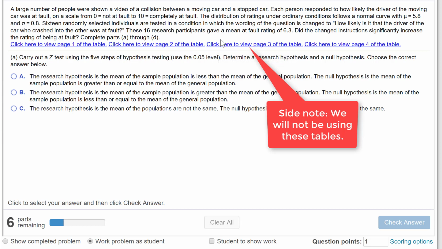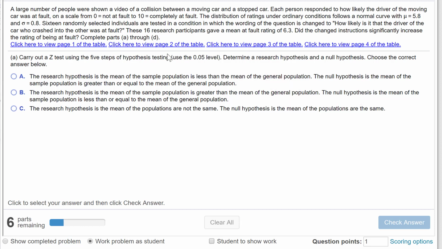less than or equal to whatever we have here, because our research hypothesis, maybe the research hypothesis in this case is easier. We're wanting to know, did the changed instructions significantly increase the rating of being at fault? So I'm going to change what I said earlier, that it's probably easier to go ahead and do the research hypothesis. Okay, so the research hypothesis, B is the only one that has it where it increases, and the null is the opposite. So the null would be that it's the same or less than.